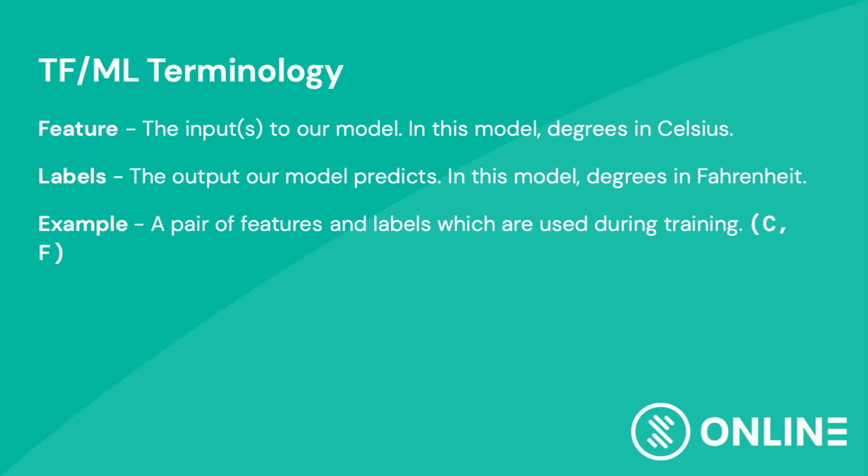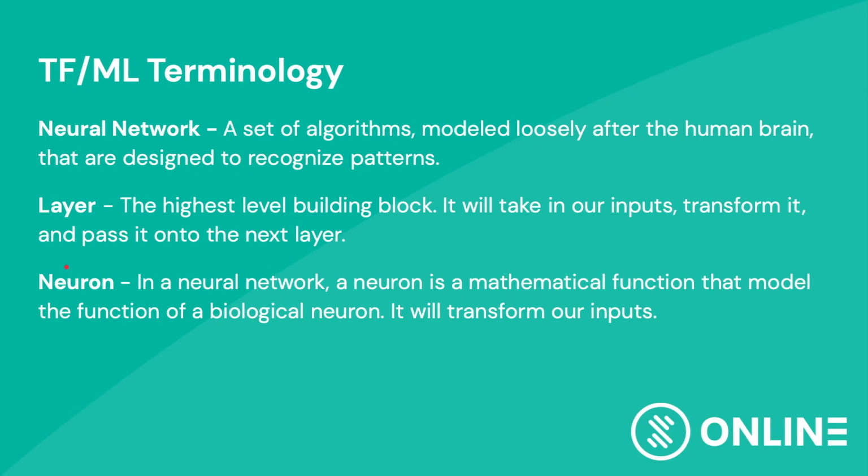And then we have something called an example. An example is a pair of features and labels which are used during training. So in this case, our first part of our example would be Celsius, and our second would be a Fahrenheit value. A feature and a label create an example.